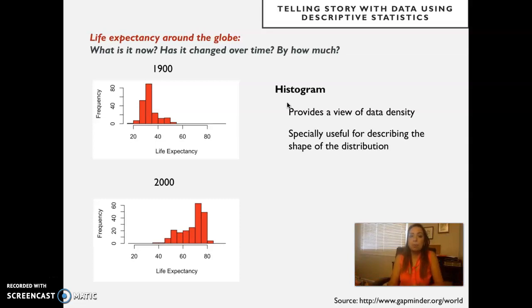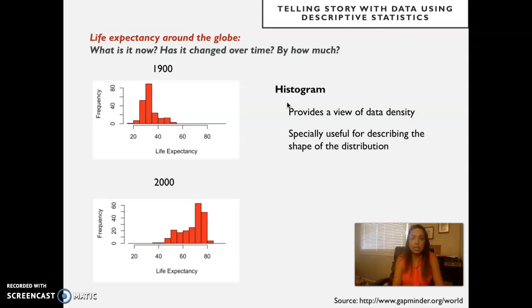So now let's wrap up with the idea of telling stories with data using descriptive statistics. We started with the questions of what is life expectancy now, has it changed over time, and by how much? And the data that we had in our hands were data collected across the globe in the year 1900 and 2000. And we started our exploration of the data set to transform data into information by plotting histograms of life expectancy in these 2 years.